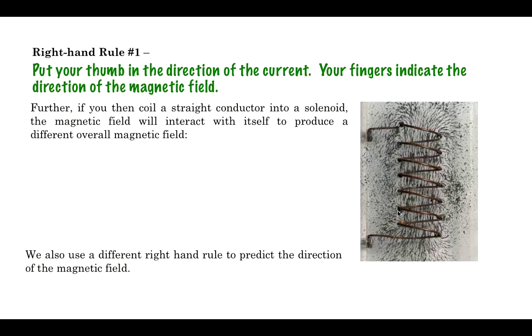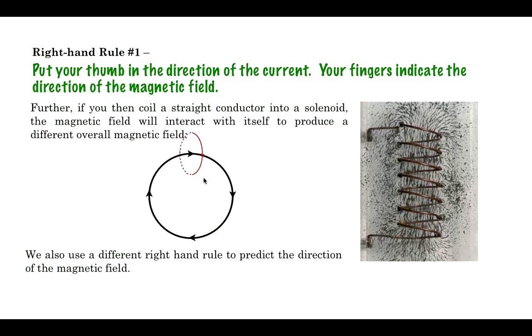However, there are other configurations of wire. What happens if we curl the wire up like this? This is called a solenoid. And so if we coil this wire like this, you can see that the iron filings are producing a magnetic field that looks very much like a bar magnet. So here's a little example. Here, let's say we take a conductor and we coil it in a circle. Well, the magnetic field up here, if I put my thumb in the direction of the current, using right-hand rule number 1, I get a magnetic field that looks like this.